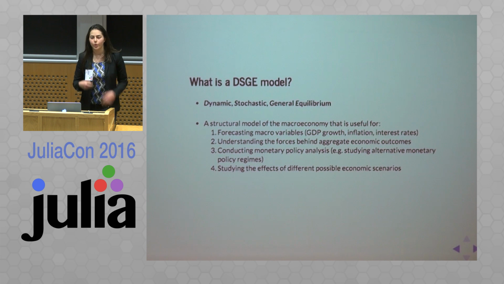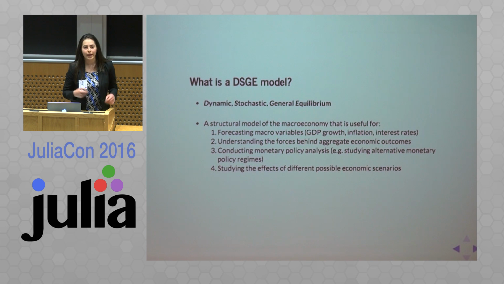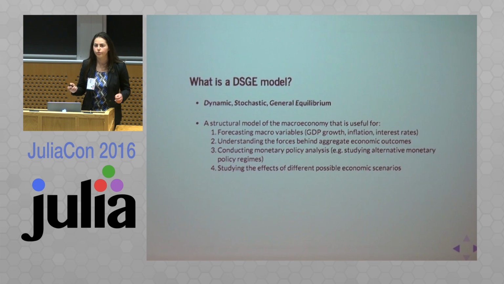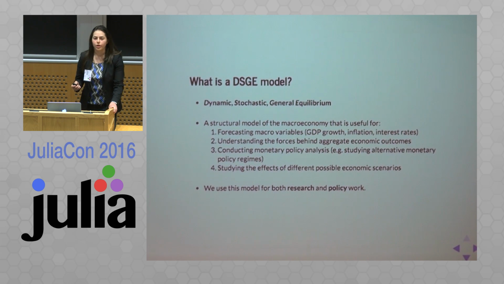That means, for example, we have a monetary policy rule that the central bank implements in the model, but we might want to experiment with what happens when you change that rule. And then finally, we can use the DSGE model to analyze different kinds of economic scenarios that might occur, and then figure out what forces are behind those and analyze what's going on in those. And I'll note here that our team uses this model for both research and policy work.